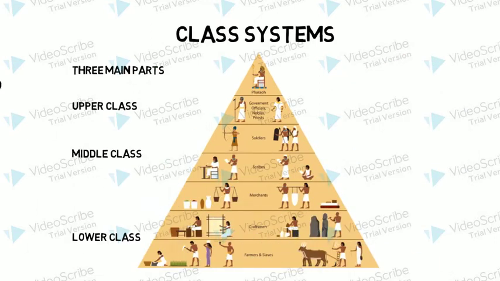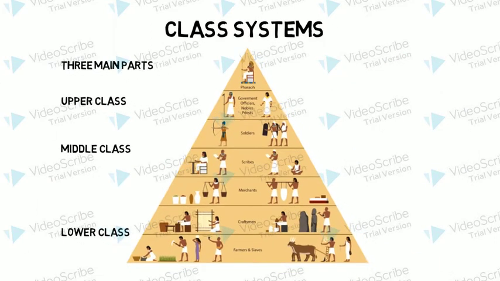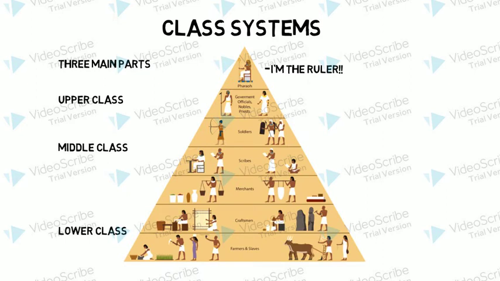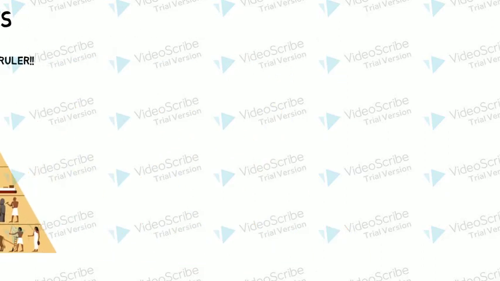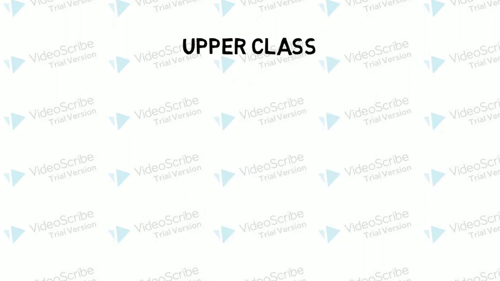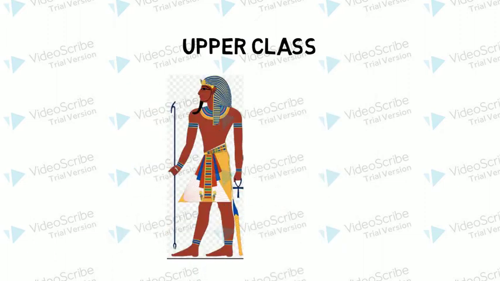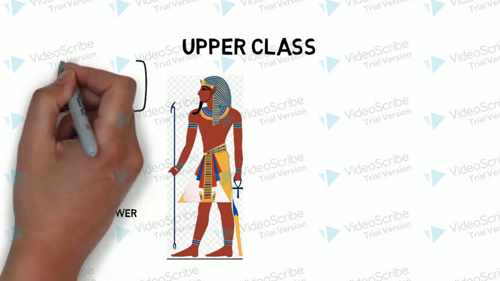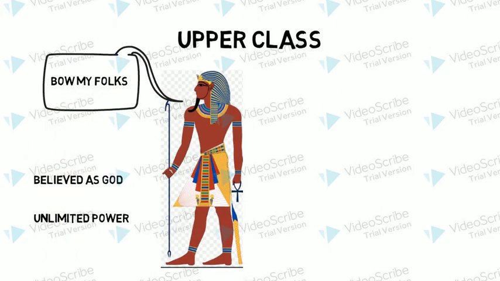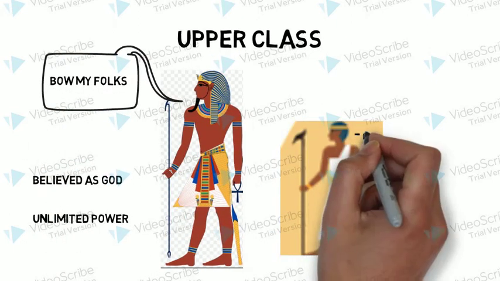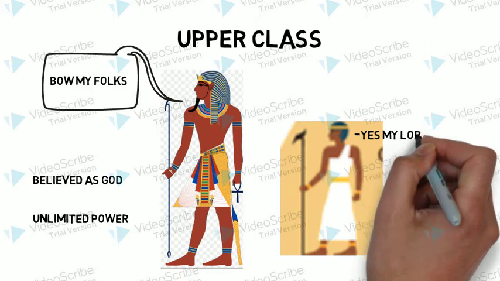For class systems, they are divided into three parts. The upper class is the pharaoh, which is the top status, and the government officials. The middle class are soldiers, scribes, merchants, and craftsmen. The lowest class are farmers and slaves. The pharaoh was believed to be a god by people and had extreme power to govern politics and control the whole army. The government officials supported the politics for him.